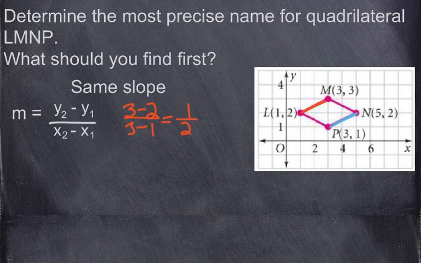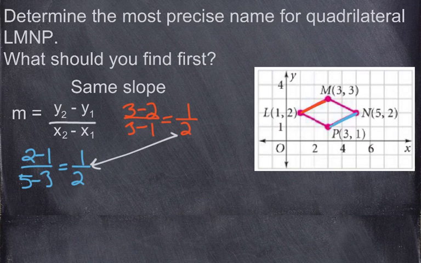So we take the y value of N minus the y value of P over the x value of N minus the x value of P. So therefore that gives us 1 over 2. So we know that these two slopes are the same. Therefore we can conclude that these two sides are parallel. What we want to find out is, are the other two sides parallel as well? Because if they're not, then we're dealing with a trapezoid. But if they are, then we know that it's a parallelogram.